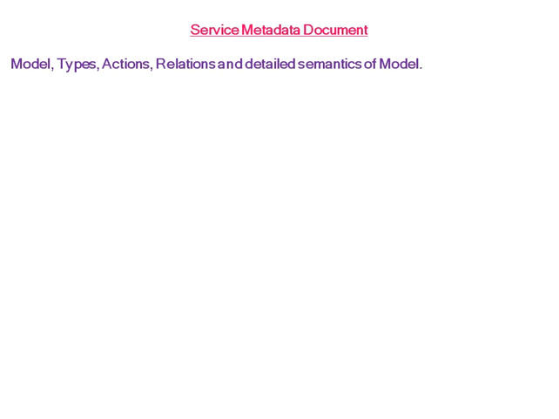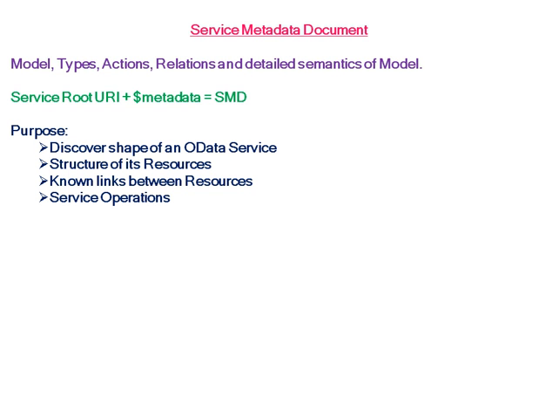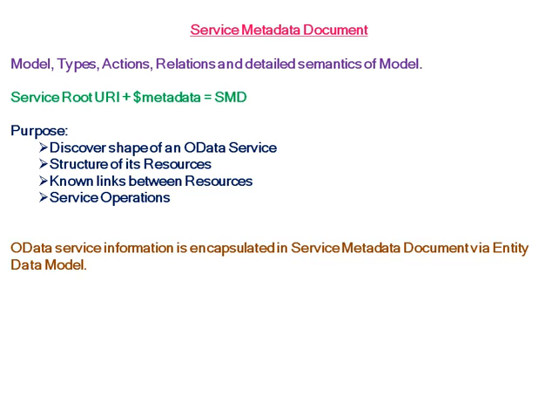Coming to the service metadata document: models, types, actions, relations and detailed semantics of the model. Service root URI plus $metadata is equal to the service metadata document. Its purpose is to discover the shape of an OData service, describing the structure of its resources, known links between resources and service operations.